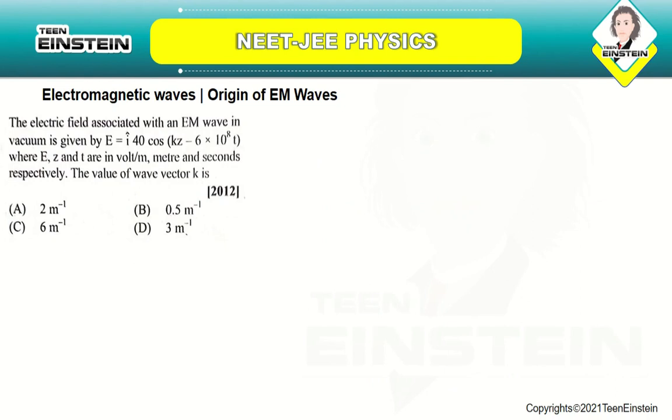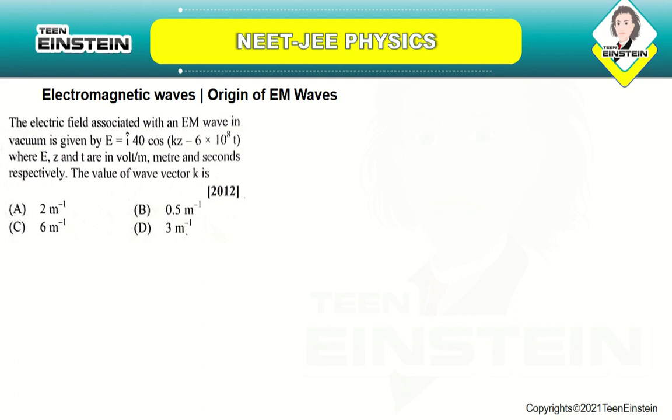The electric field associated with an electromagnetic wave in vacuum is given by E is equal to i 40 cos(kz minus 6 into 10 power 8 t), where E, z and t are in volt per meter, meters and seconds respectively. The value of wave vector k is, okay.